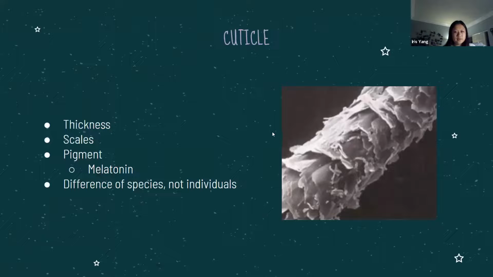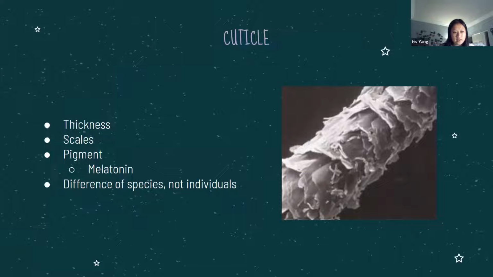Okay, so first we're going to be talking about the cuticle. The cuticle is the outermost layer of your hair. And this is a more zoomed in look. That's what I'm talking about when it could be a little scaly, and it's flaky and stuff. So that's what it looks like.